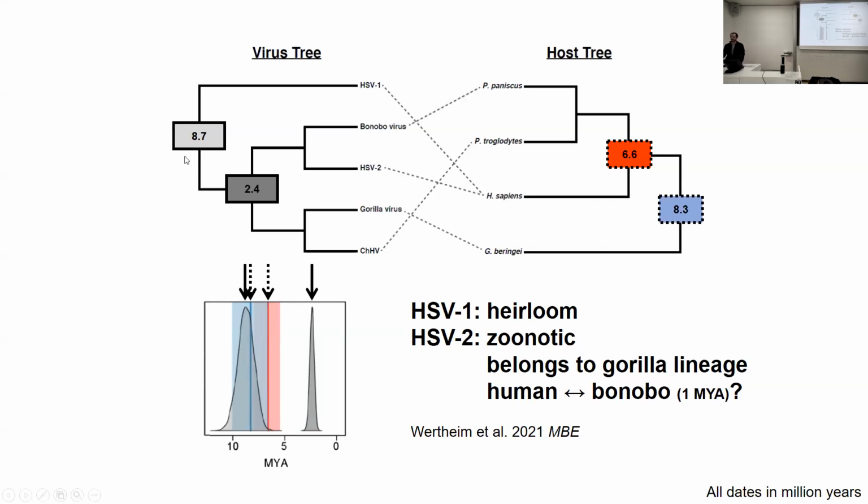And this date of divergence is basically the divergence from the gorilla virus. And then we see that for this other node that links together the human and all the other African great apes, we have a divergence date which is much more recent than the divergence date between humans and chimps, well, and panines. And that means that whatever happens there was cross-species transmission.